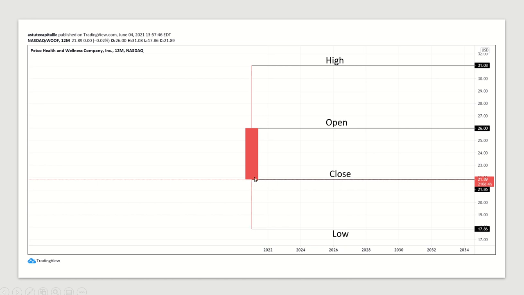So that's also important to understand. Remember I said the wick is important. Some people just myopically focus on the body. I think that's a mistake because if you just look at the body of this candle, it has a range, and that's what candles are, really. They're a range. So it's a range from 26, where it opened, to 21.89. Let's just call that 22, where it closed. So it's a $4 range. But isn't it important to know that the stock traded all the way down to less than 18, or all the way up to 31? That's incredibly important information. And the fact that the price retreated is even more important to understand.